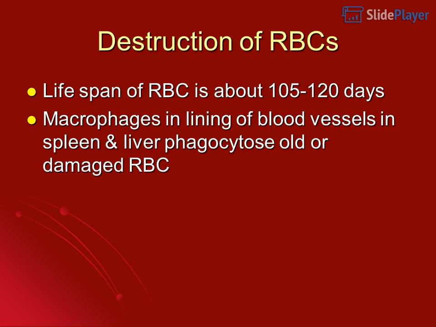Destruction of RBCs. The lifespan of an RBC is about 105 to 120 days. Macrophages in the lining of blood vessels in the spleen and liver phagocytose old or damaged RBCs.